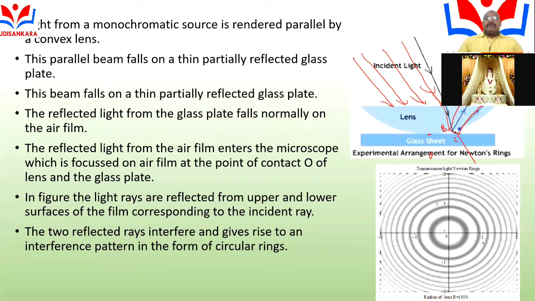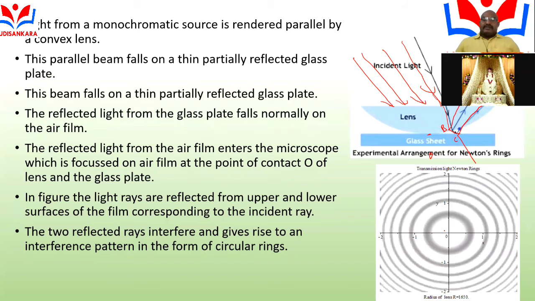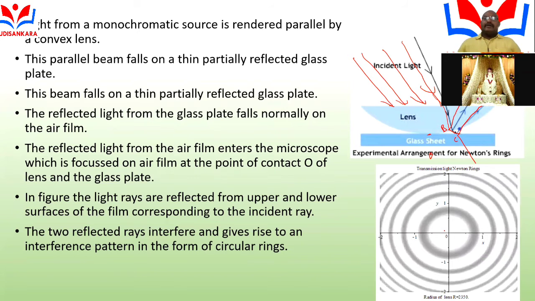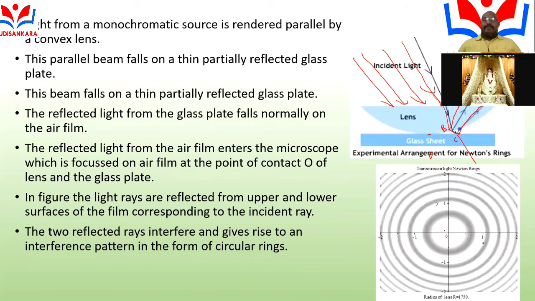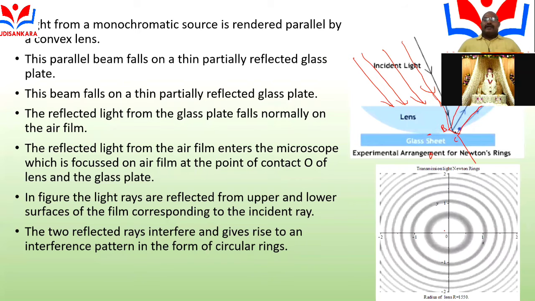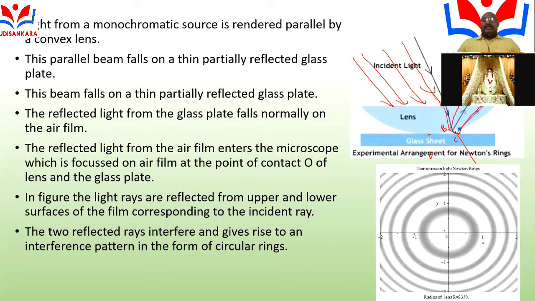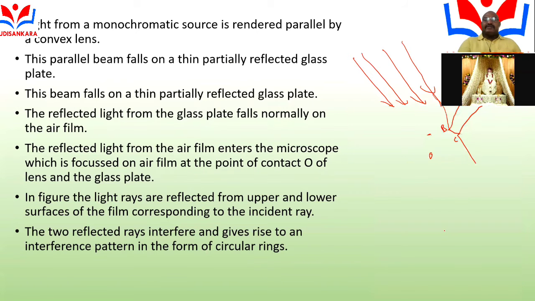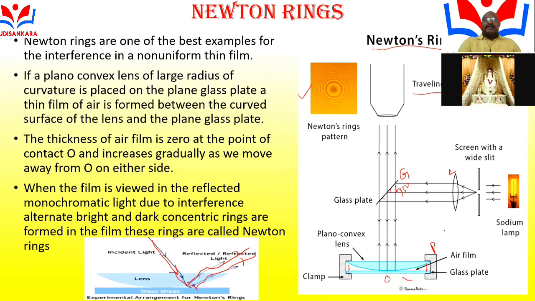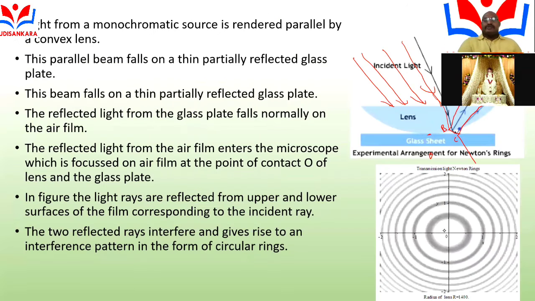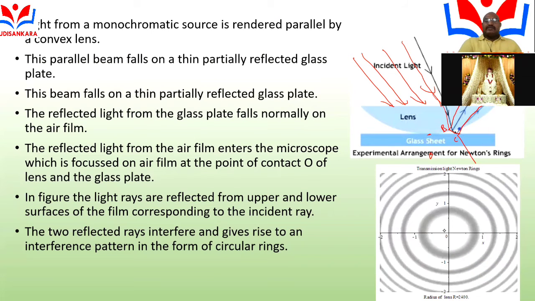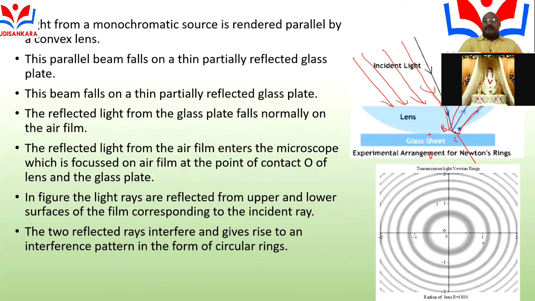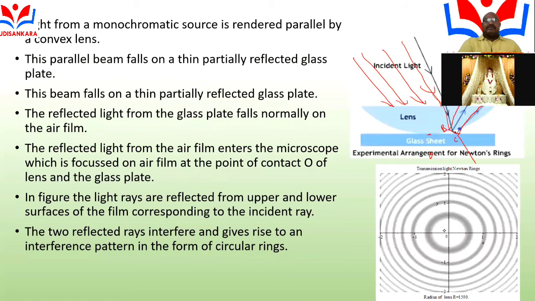So what is the statement of Newton rings? Newton rings are the best phenomenon of non-uniform thin film. The incident monochromatic light falls on a glass plate G at an angle of 45 degrees to the vertical. Some portion of the light is reflected and some is refracted. These reflected lights reach the upper surface of the microscope and form concentric rings. These rings were discovered by Newton and are called Newton rings.